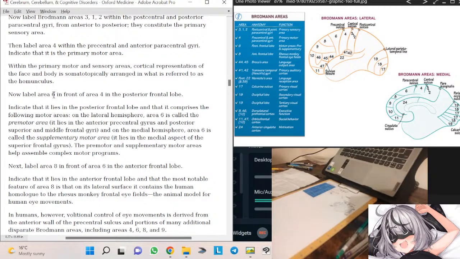Next, label area 8 in front of area 6 in the anterior frontal lobe. Indicate that it lies in the anterior frontal lobe and that the most notable feature of area 8 is that on its lateral surface, it contains the human homologue to the rhesus monkey frontal eye fields, the animal model for human eye movements. In humans, however, volitional control of eye movement is derived from the anterior wall of the precentral sulcus and portions of many additional disparate Brodmann areas, including areas 4, 6, 8, and 9.